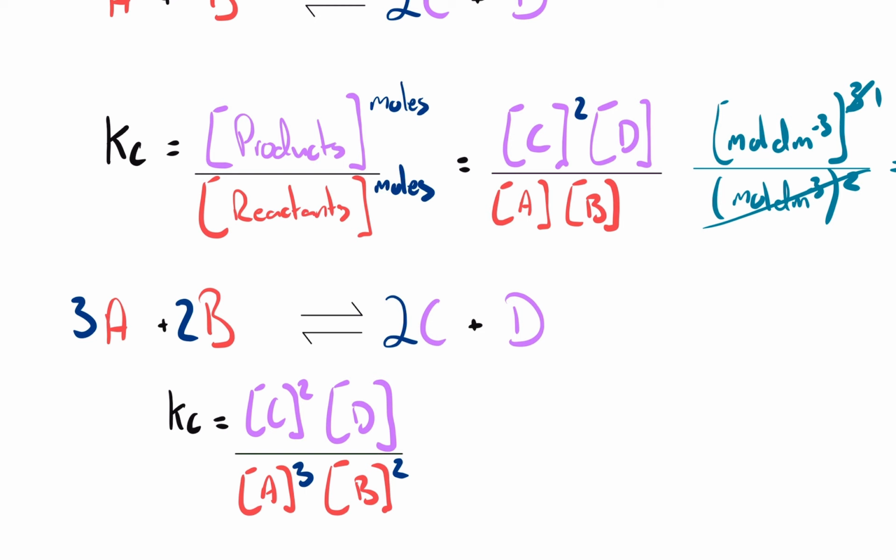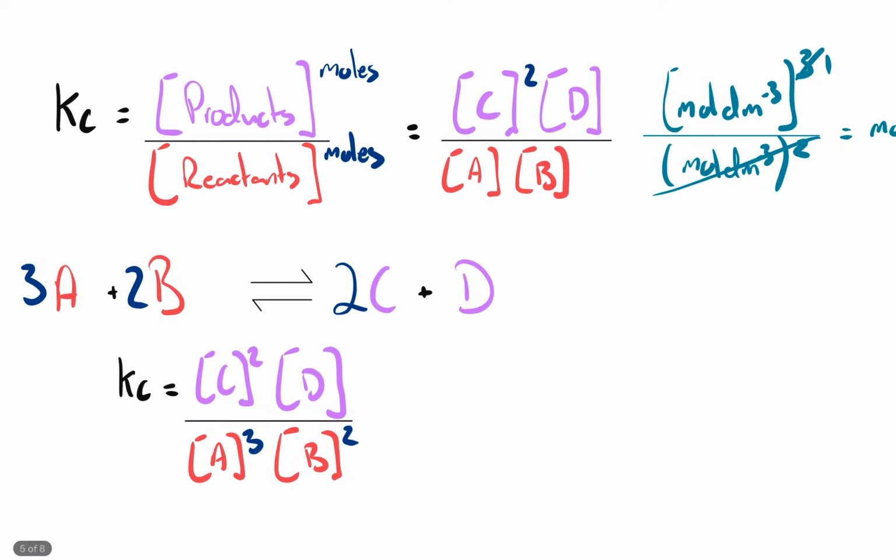Now, here, let's again show what this would look like to work out our units. So this time we've got, again, 1, 2, 3 lots of mole per decimetre cubed there. And we have 1, 2, 3, 4, 5 on the bottom.